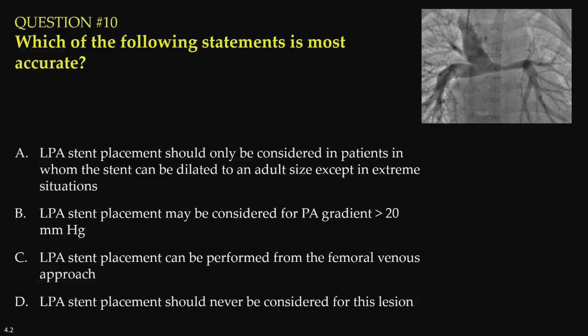So, same angiogram, which of the following statements is most accurate? A, an LPA stent placement should only be considered in patients in whom the stent can be dilated to an adult size, except in extreme situations. B, LPA stent placement may be considered for a pulmonary artery gradient more than 20. C, an LPA stent placement can be performed from the femoral venous approach. D, LPA stent placement should never be considered for this lesion.